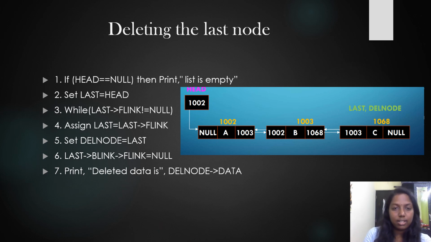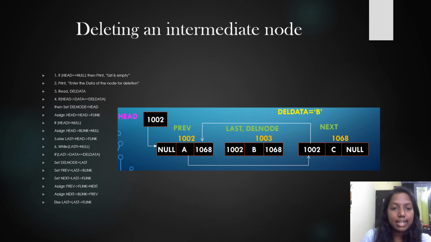Now, to delete an intermediate node, we check if the list is empty. Then we ask for the node that requires to be deleted. Now, we compare the head data with del data. If the head data is the del data, then set this as the del node. And then we have to basically assign this one's f link to the next node's b link, and this one's b link to the next node's f link. This is what happens when you just have to get rid of this, in simple terms.